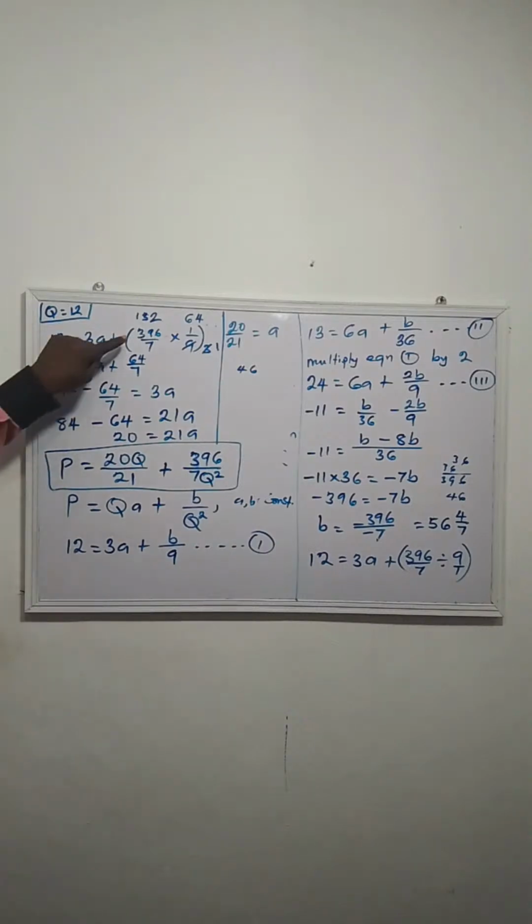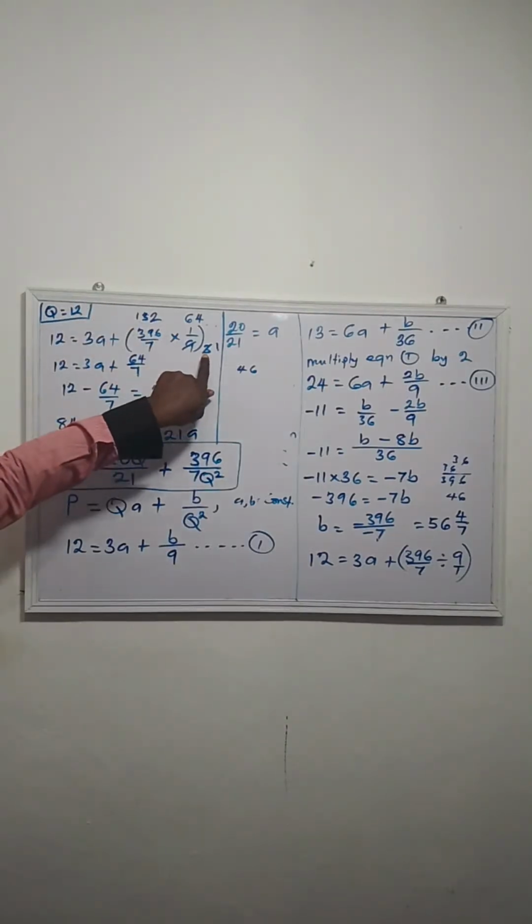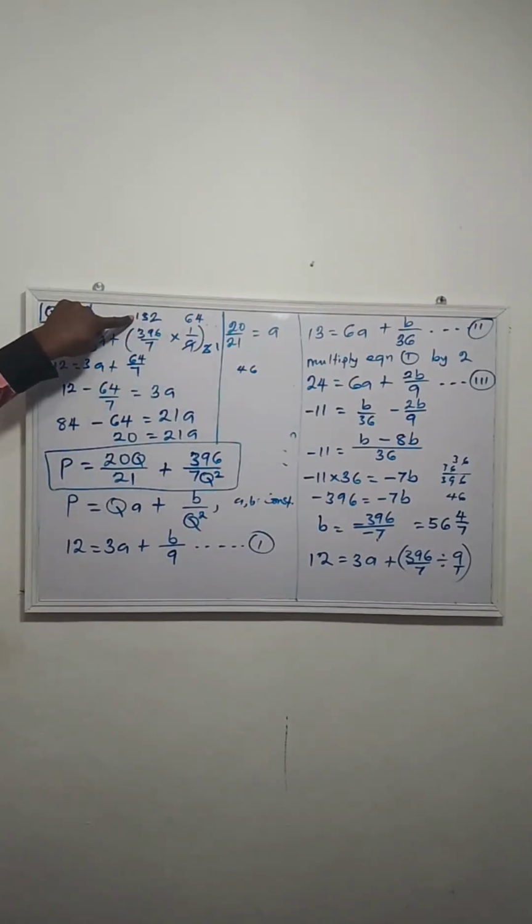So 3 goes into 3, 1. 3 goes into 9, that is 3. And 3 goes into 6, that's 2. So now we have 3 here. So this 3 now goes into 13. That is going to be 4, remainder 1.